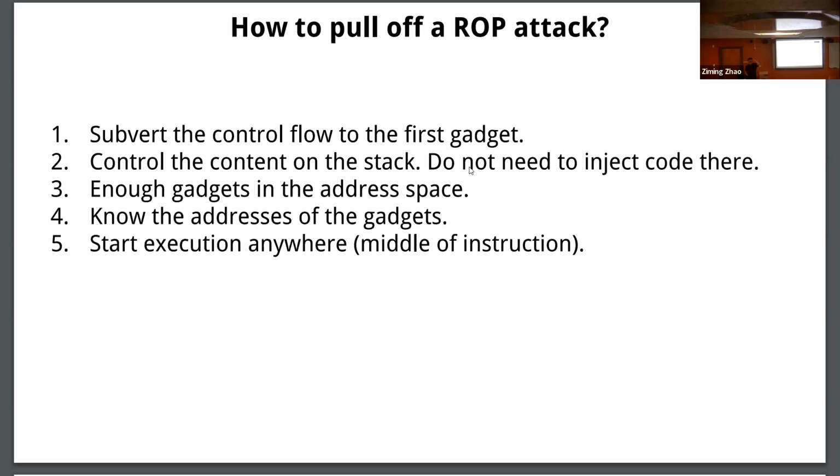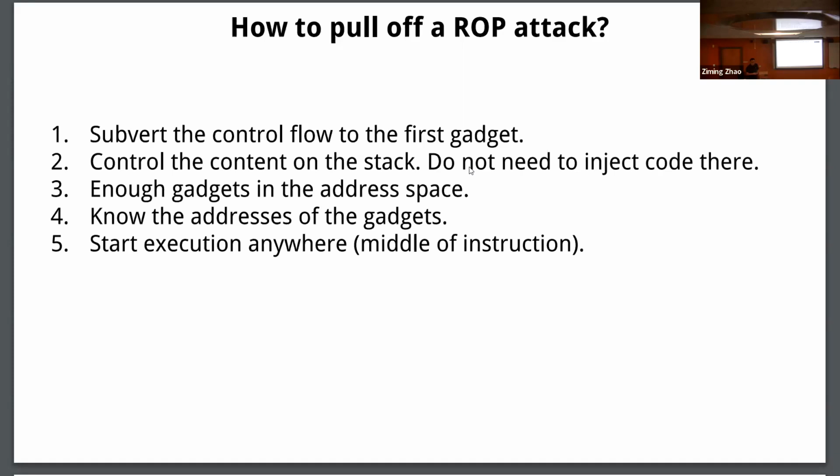Then we also need to control the content on the stack. We do not necessarily need to inject code there, but we do need to control the stack. We need to put many addresses on the stack. We also need to put some data on the stack, right? We should find enough gadgets in the address space. And so far, that's not difficult. We use the ROPgadget tool. We find all kinds of gadgets there. And we need to know the address of those gadgets with ASLR, which means we need to break ASLR to find the address of those gadgets.